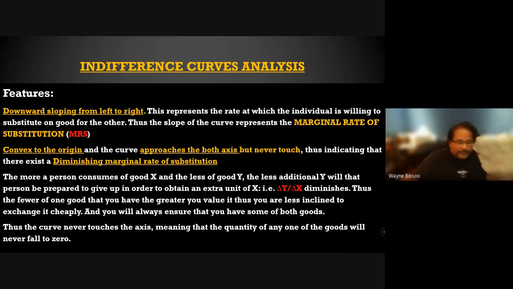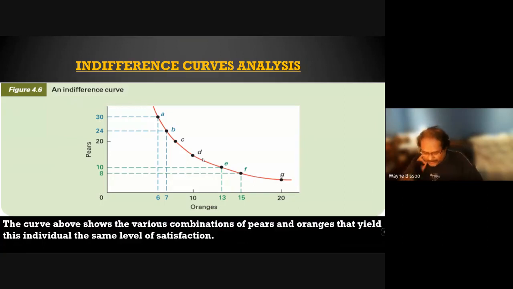All right, now, what are the features of these indifference curves? First off, indifference curves are downward sloping from left to right. This represents the rate at which the individual is willing to substitute one good for the other. The slope of the curve represents the marginal rate of substitution. So let's go back to the curve and look at that. What is the marginal rate of substitution? It is the amount of one good I'm willing to give up for the other. So it's the rate at which I am going to give up pears for oranges as I come down the curve.